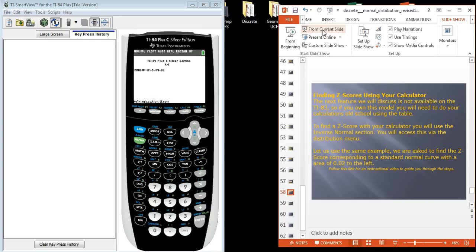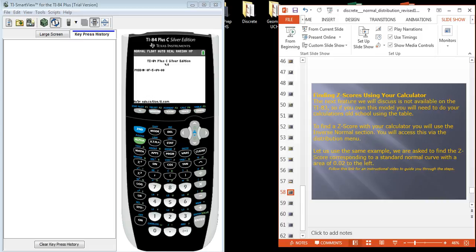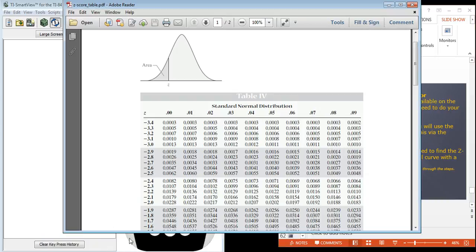Hello and welcome. Today we're going to talk about finding z-scores using your calculator. If you will recall from a previous lesson, we discovered how to find z-scores using a table. In our example, we're going to use this same example to do this on a calculator.